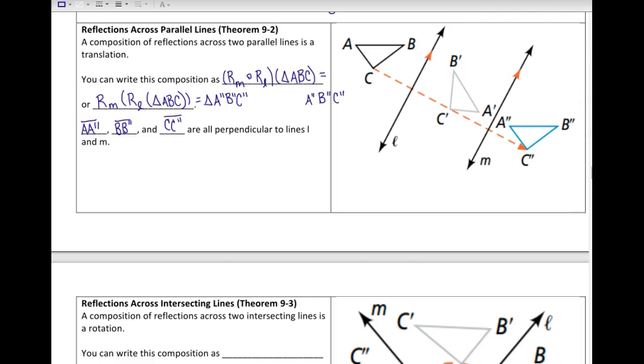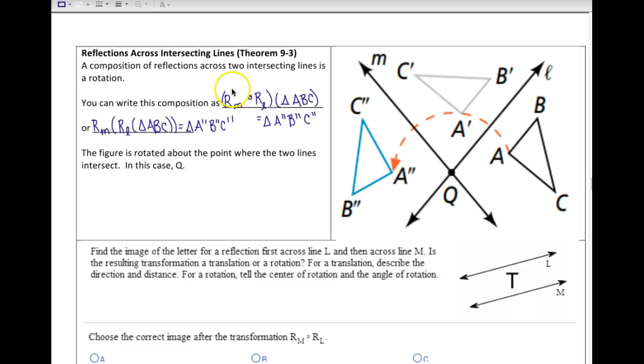All right, let's see here. Okay, a composition of reflections across two intersecting lines is a rotation. So as you can see, if you take triangle ABC and reflect it across line L, and then reflect it again across line M, now you have a regular rotation. This is just rotated over here, okay?